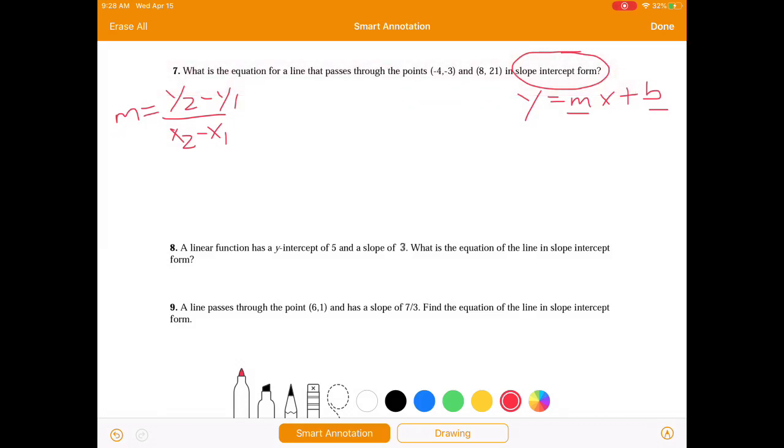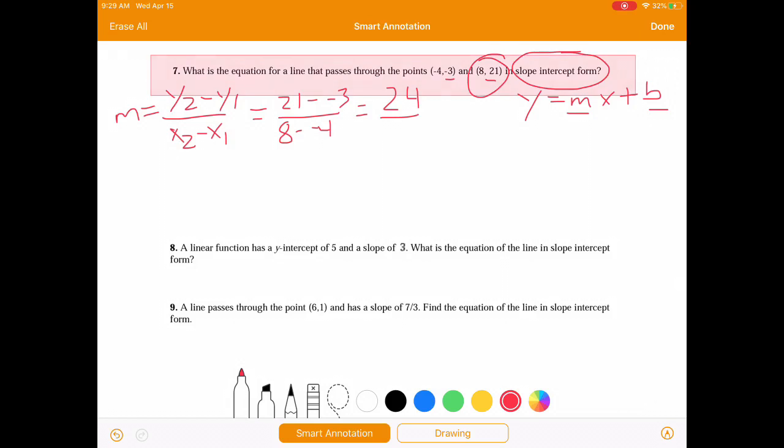So I always like to use the higher y, so 21 is higher than the -3 here. So I'm going to look at 21 minus -3. And then since I used the 21 first for the y, I have to use the 8 first for the x. So 8 minus -4. And that works out because it gives me two positive numbers, which we always like. So 21 minus -3 is like 21 plus 3, so that's 24. 8 minus -4 is like 8 plus 4, so that's 12. So we end up with a slope of 2. So that's the first half.